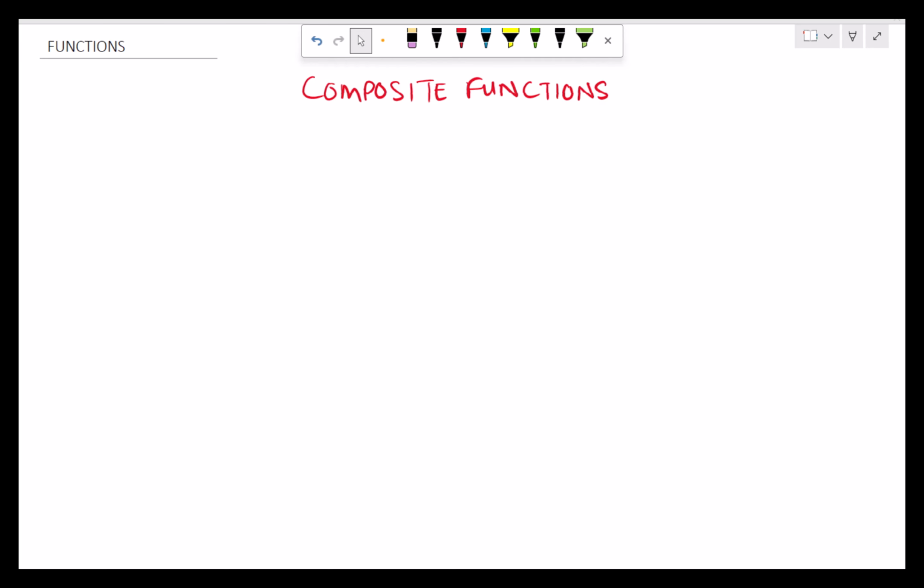In this video, I'll be talking about composite functions. So when we're talking about composite functions, we're saying this is when the output of one function is used as the input of another. If we have, for example, f of x is equal to 3x plus 1 and g of x is equal to 2x squared minus 3, then we're asked to find f g of x.